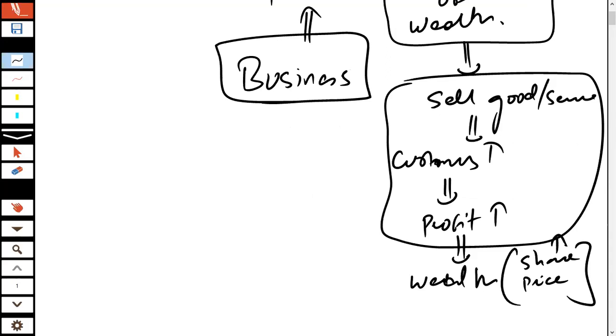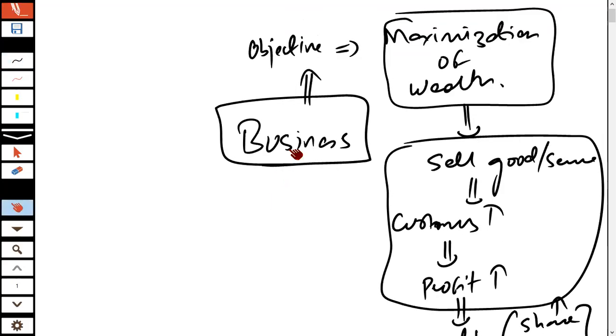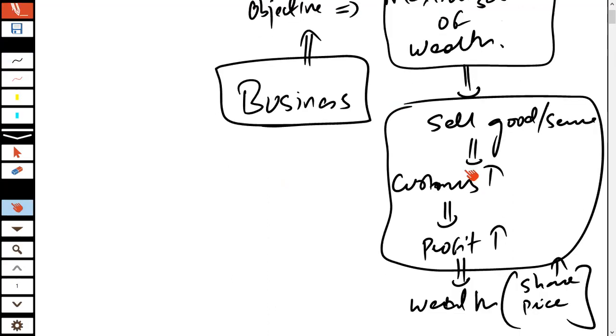So why have I taken the example of a business? Because you have to think of it this way: when you are running a business, you have an objective. And what is that objective? The objective is the maximization of wealth. And when we talk about maximization of wealth, what exactly do we mean by this? It would mean that we try to sell as many goods and services as possible to the customers whom we serve, so that ultimately we are able to earn as much profit as possible. And that would be translated into our wealth, the share price would increase, and our wealth is going to increase.